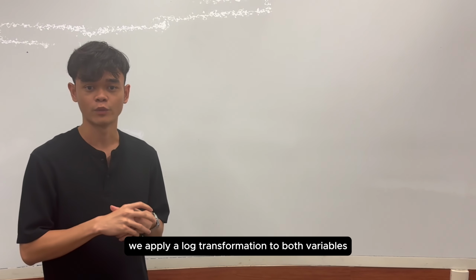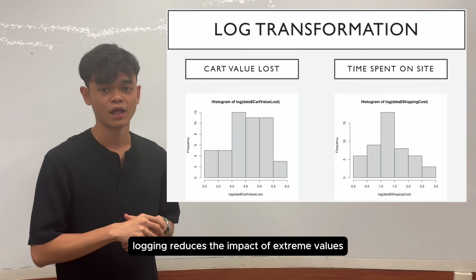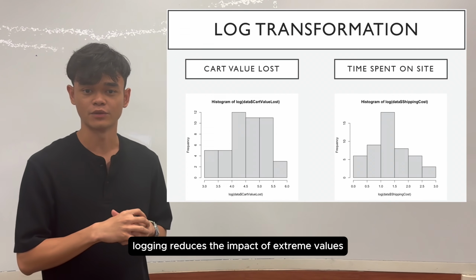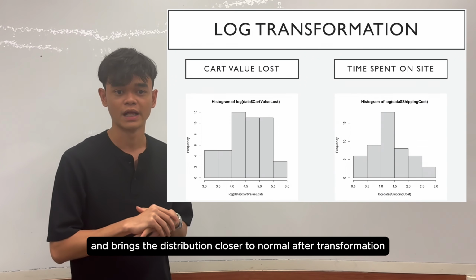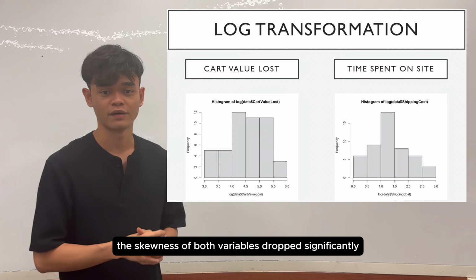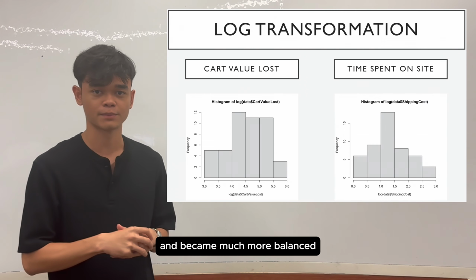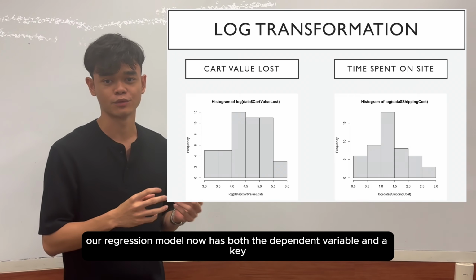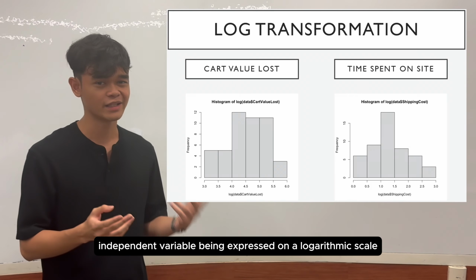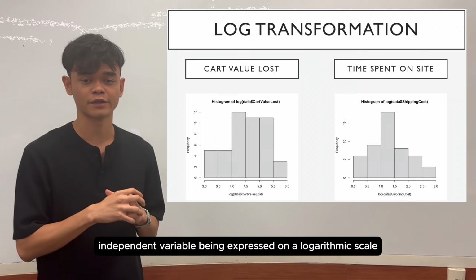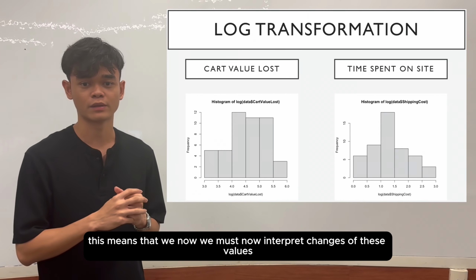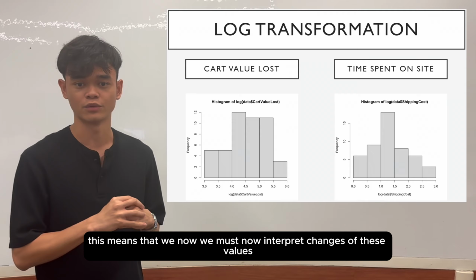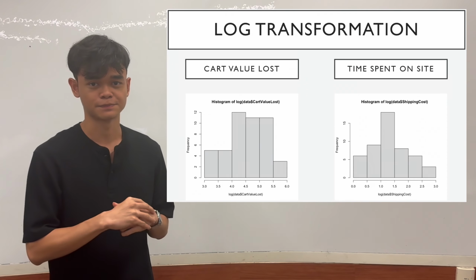Because of this skewness, we applied a log transformation to both variables. Logging reduces the impact of extreme values and brings the distribution closer to normal. After transformation, the skewness of both variables dropped significantly and became much more balanced. With both variables now logged, our regression model now has both the dependent variable and a key independent variable being expressed on a logarithmic scale. This means that we must now interpret changes of these values in terms of their percentage changes.